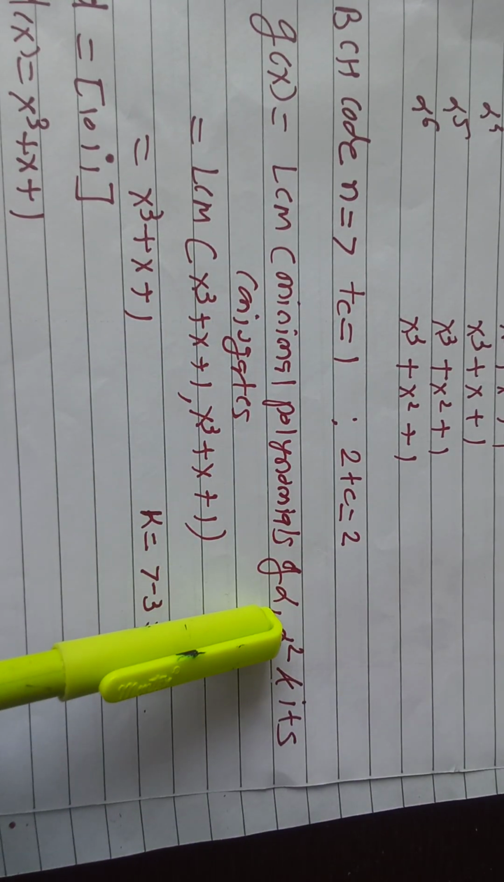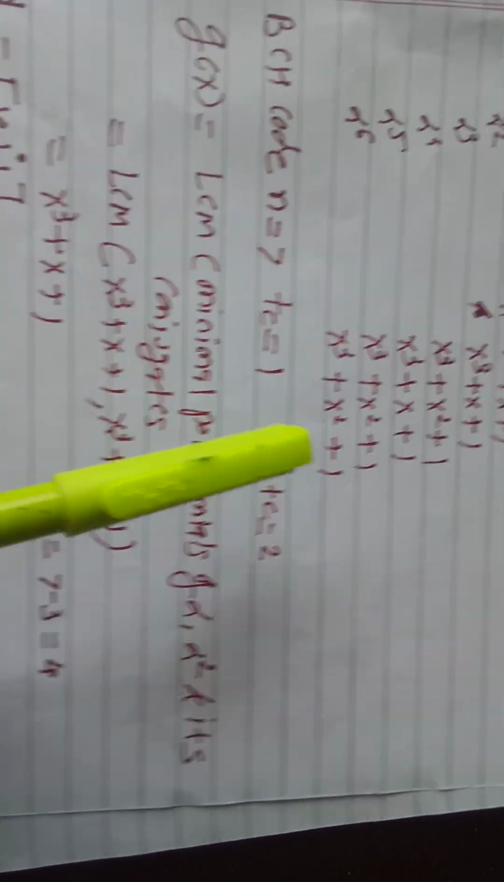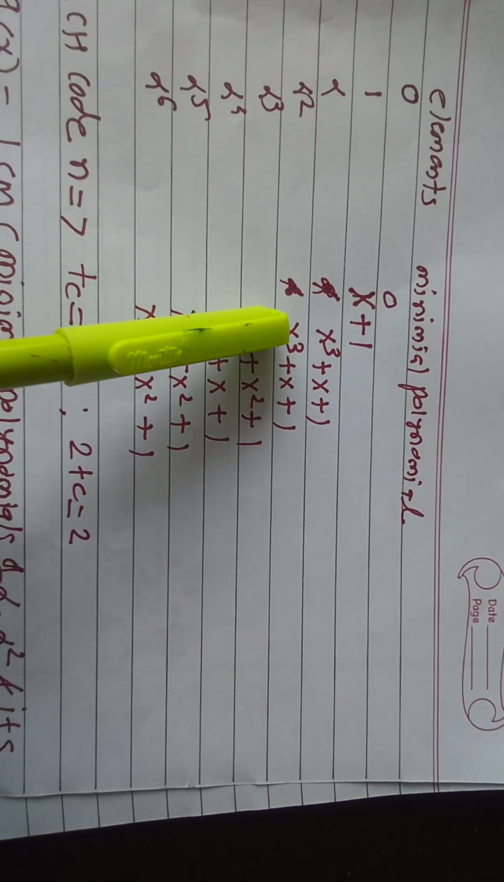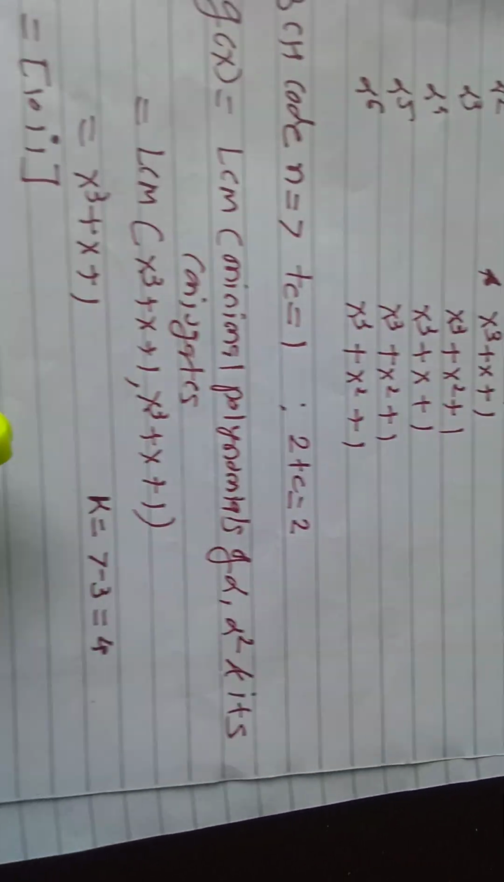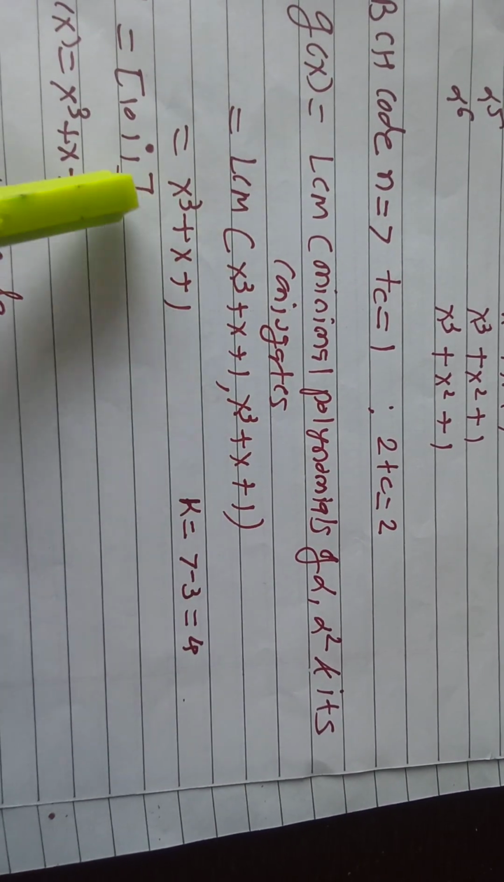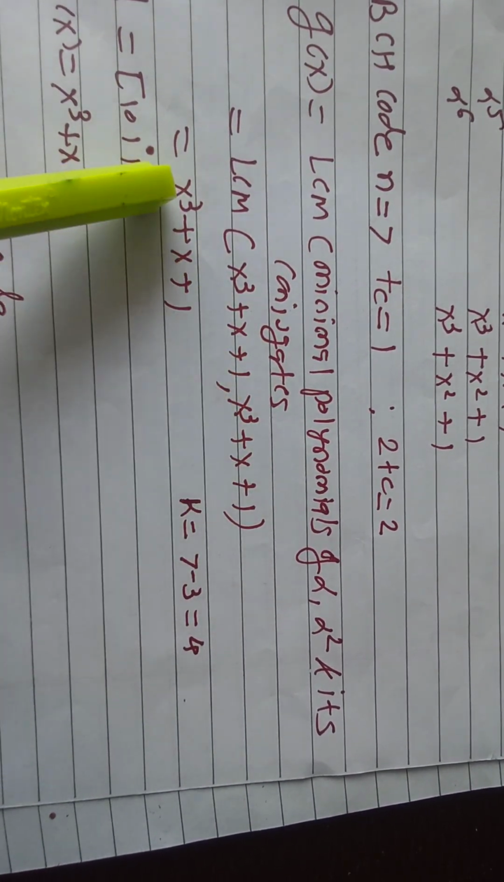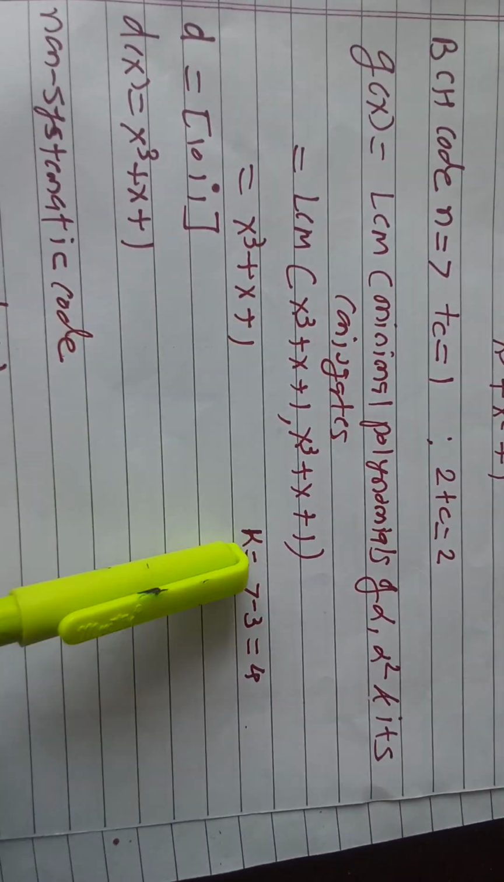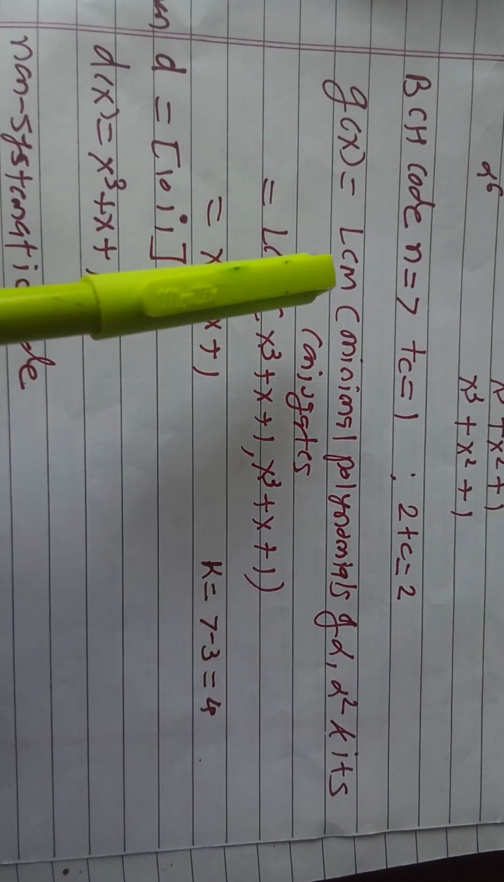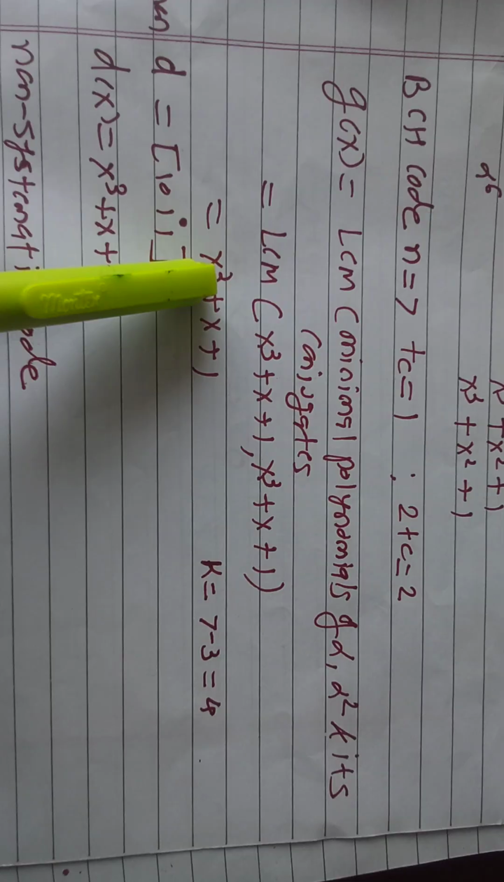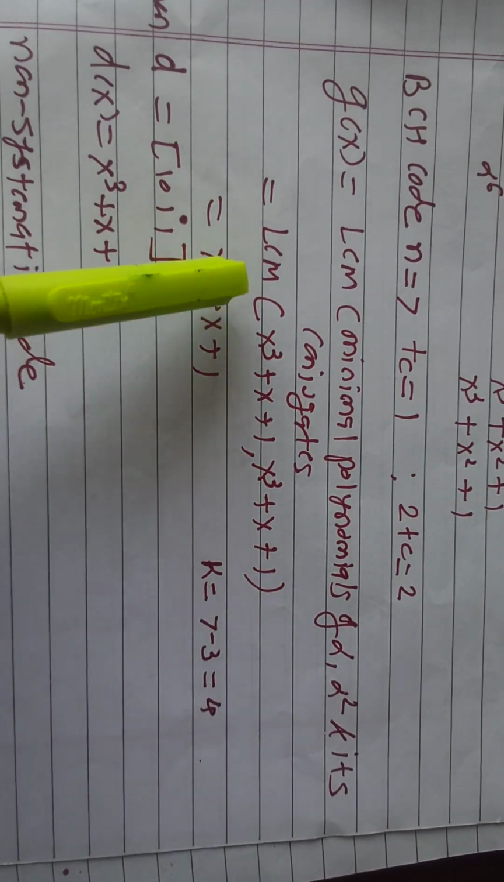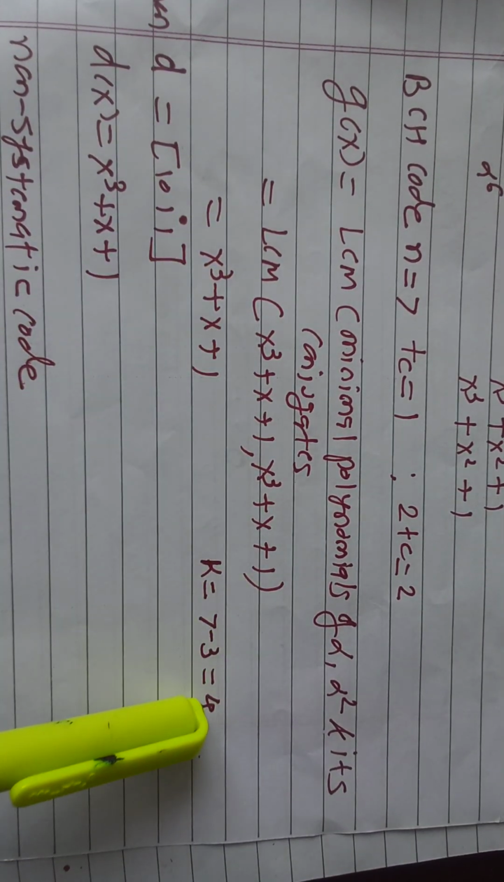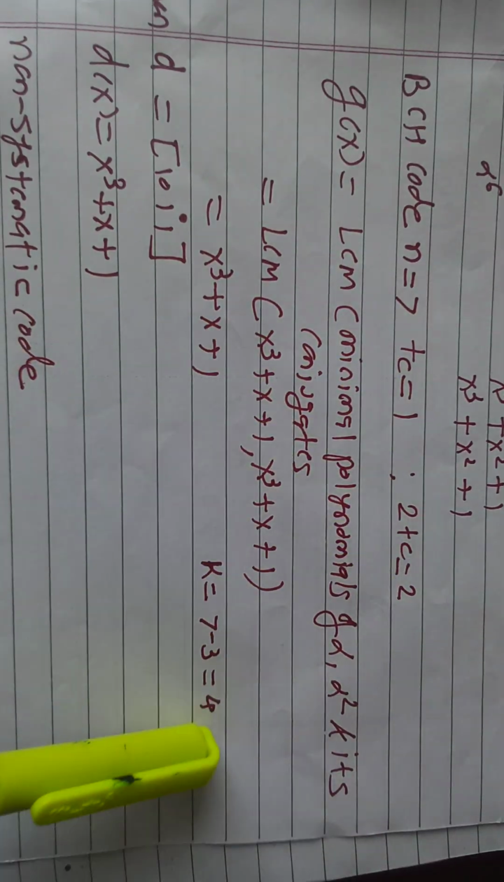So what is the minimal polynomial of alpha? That is x cube plus x plus 1. What is the minimal polynomial of alpha square? x cube plus x plus 1. Both are the same, so the LCM is only one of them, that is x cube plus x plus 1. So what is k? You can find k after finding g(x). The degree of g(x) is 3, so k is equal to 7 minus the degree of g(x), that is 3, so k equals 4. So this is a (7,4) code.